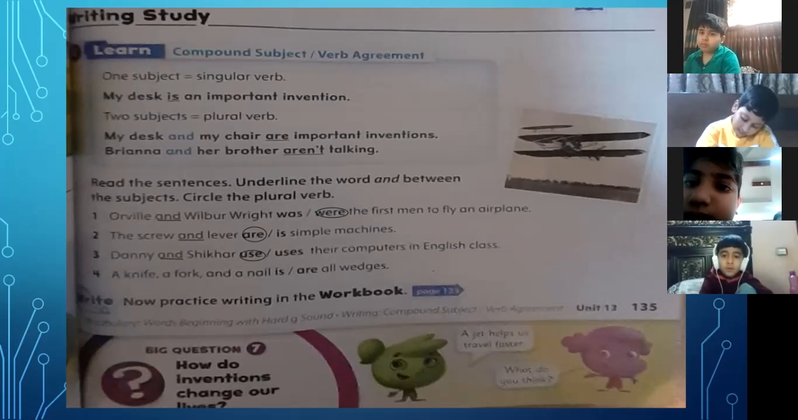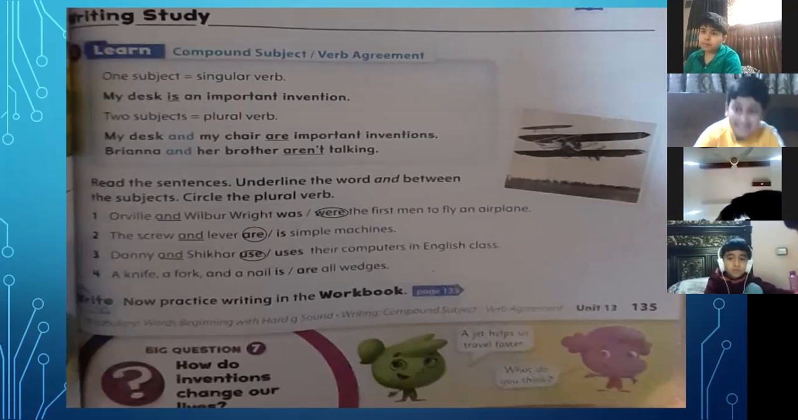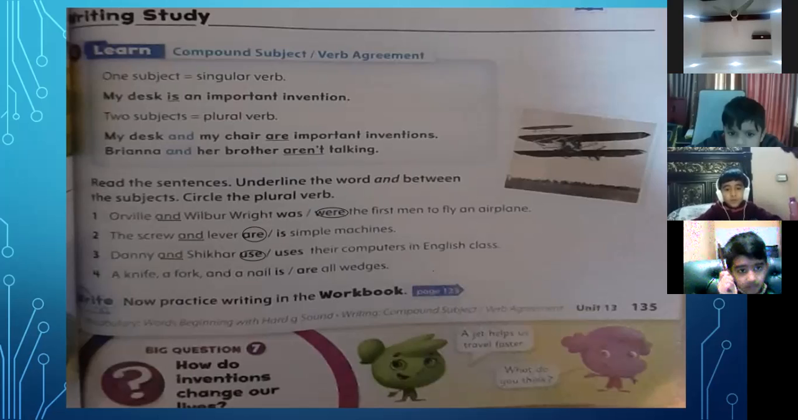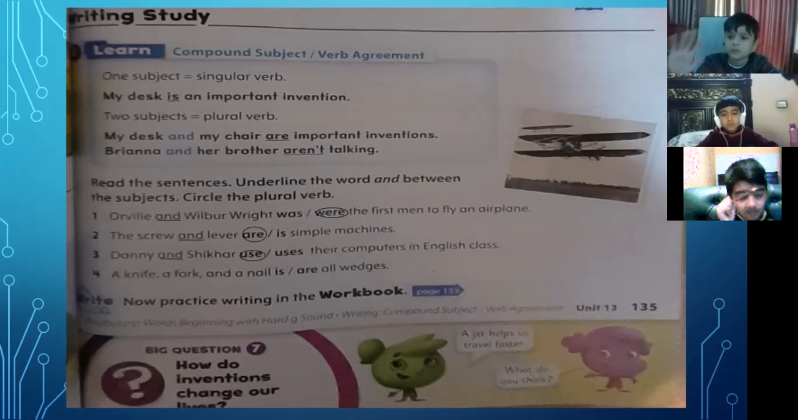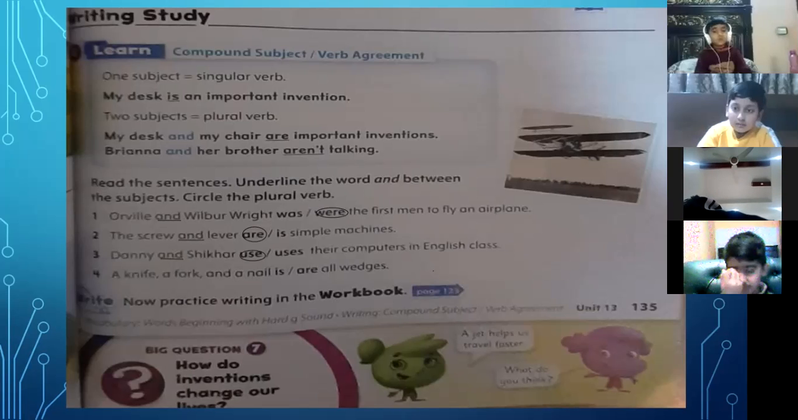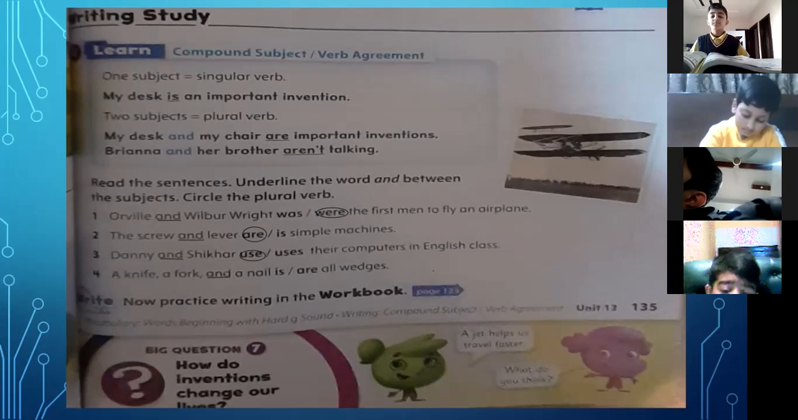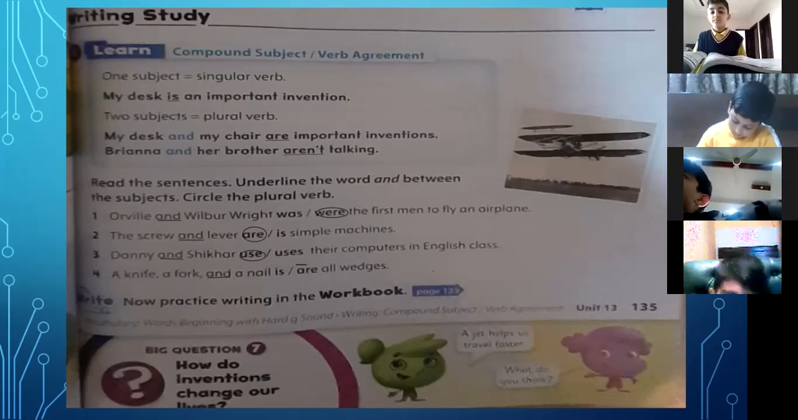A knife, a fork, and a nail. Is all wedges or are all wedges? Is. Why would you use is here? You will not use is here. As you see, there are multiple subjects: a knife, a fork, and a nail. So there are plural subjects here. For the plural subjects, how can you use is? You have to use are here. So you will underline and circle are.